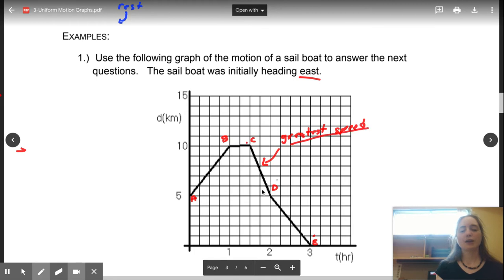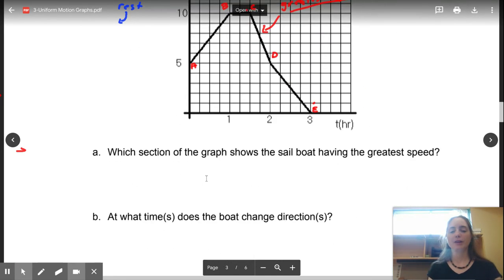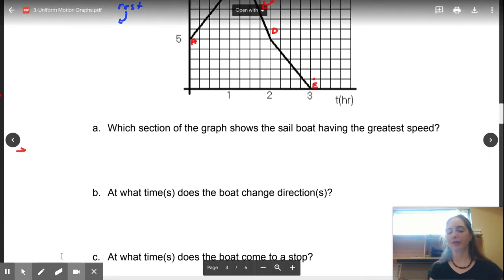Okay, so in your notes, what I want you to do, you come down in here and you see where is the greatest speed. That would be C to D because it is going to have the greatest slope.